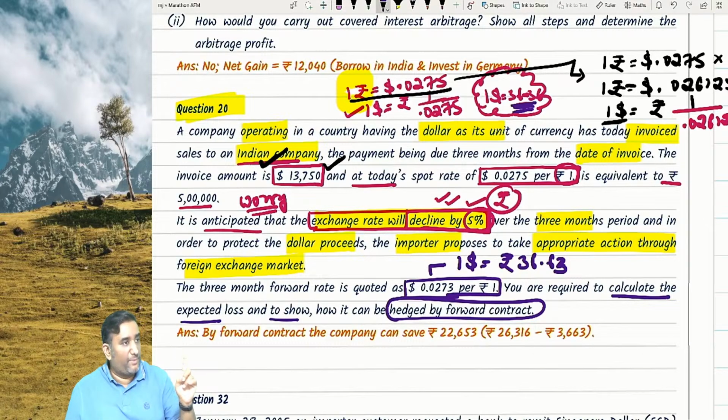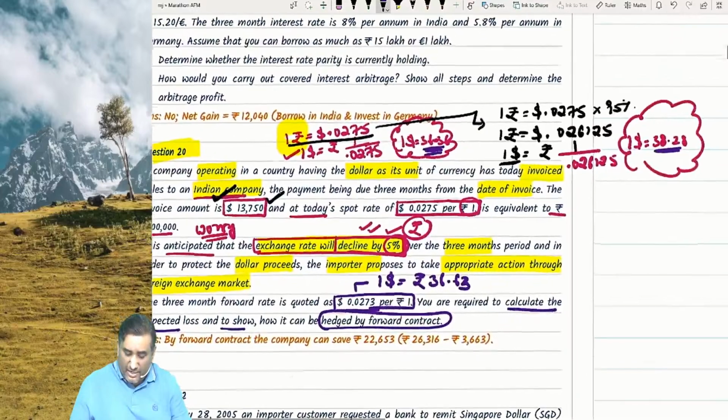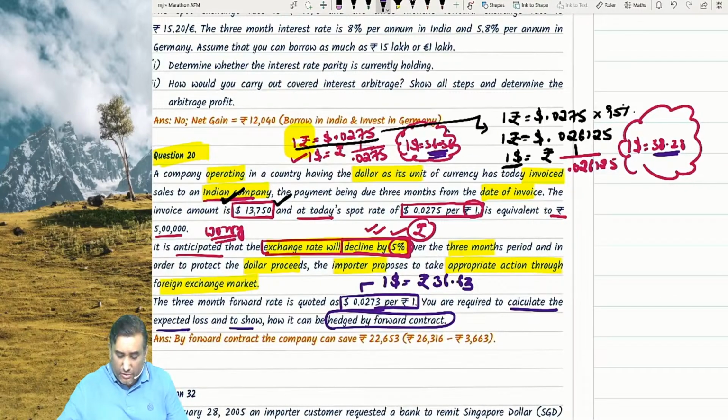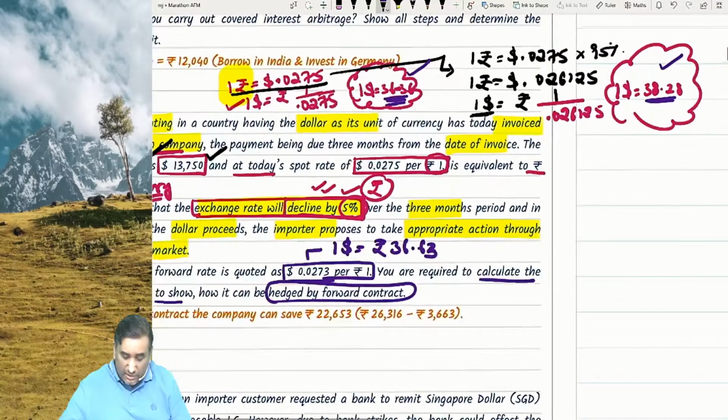In layman's language, if you would have made a payment today, your costing of the dollar was 36 rupees 36 paisa. If you do not do any kind of forward contract, and whatever decline in the rupee you expect happens, then you will end up making payment at 38.28. Loss will take place. If you enter into a forward contract with the bank, then you would be able to buy the dollar at what rate?